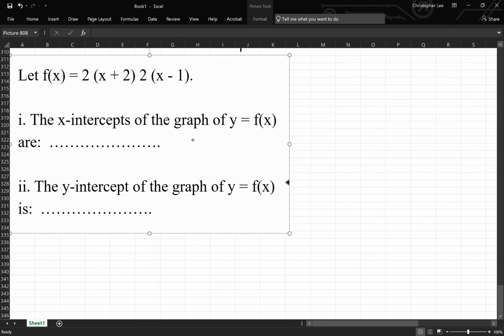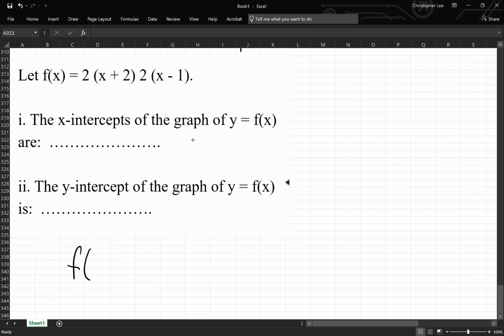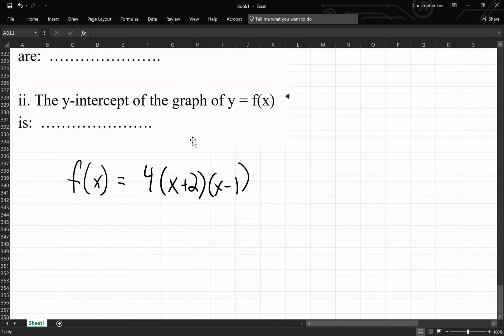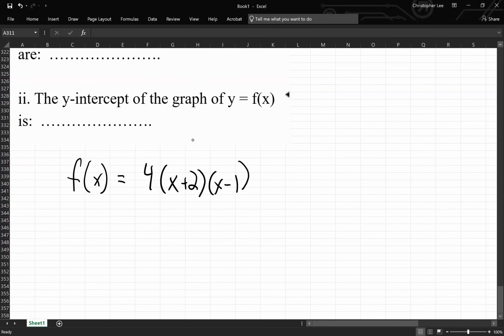So what I'm gonna do is combine like terms a little bit. Let's make this 4 times x plus 2 times x minus 1. That sounds about right, right? And then we're gonna graph this also, right? So let me find my x-intercepts. I'm just gonna set these two things equal to 0.